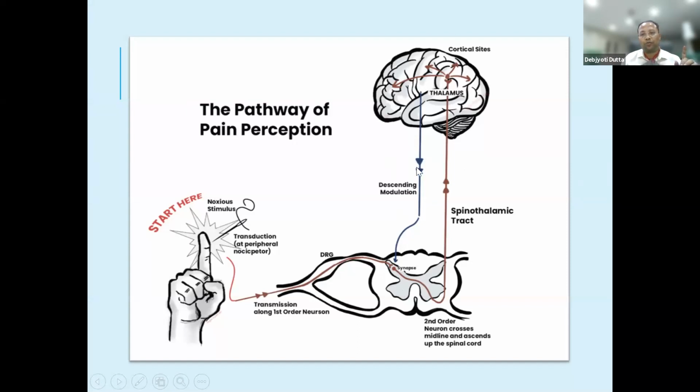Another part is modulation. This is the fourth part. Modulation is there in the physiological state and it can be pathological also. In the physiological state, modulation decreases the pain perception. In the pathological state, this descending modulation either stops working or works in such a way that pain is generated more at the DRG level, which we call sensitization. So together there are four parts: transduction, transmission, perception, and modulation.